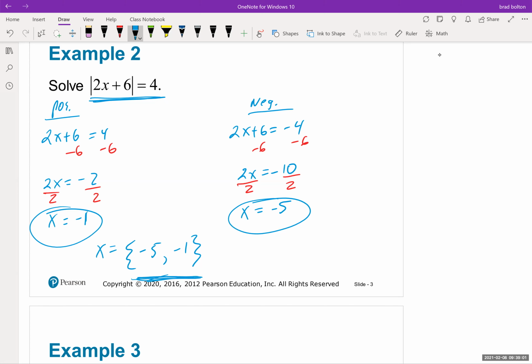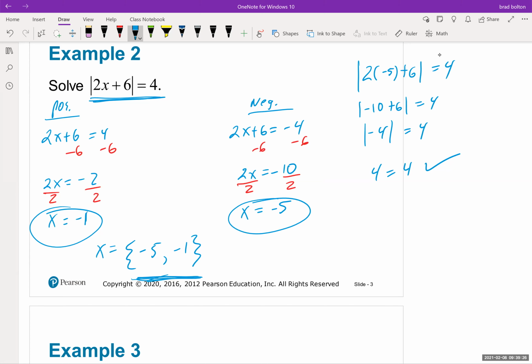And I could check it. I could plug -1 in here and I could plug -5 in here. So let's do that over here on the side. Let's do the absolute value of 2 times -5 plus 6, which better be 4. So this would be the absolute value of -10 plus 6. So this would be the absolute value of -4 equals 4. So then 4 equals 4, and that checks out.